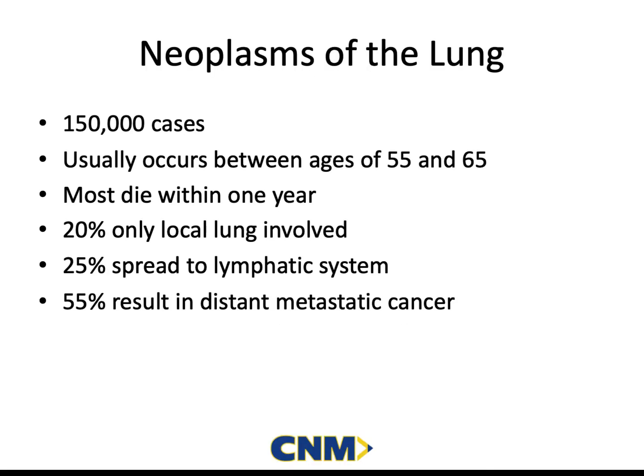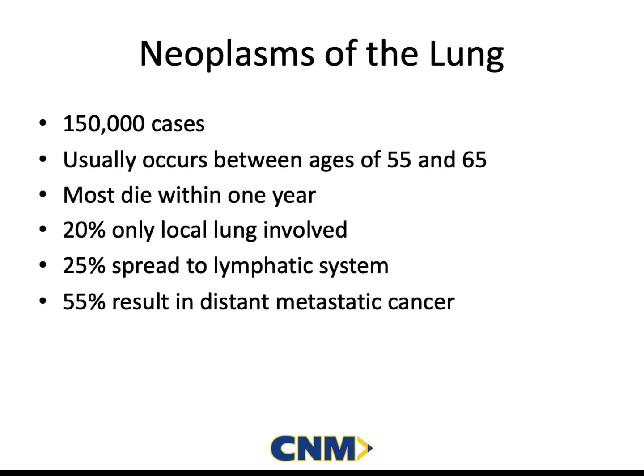Okay, so still in the lower airway, we're going to talk about the actual possibility of neoplasms of the lung. And again, a neoplasm is just an abnormal growth, right? So basically like a benign or possibly a malignant tumor. There's about 150,000 new cases a year. Usually occurs between the ages of 55 to 65, and most of these people, unfortunately, are going to die within that year.